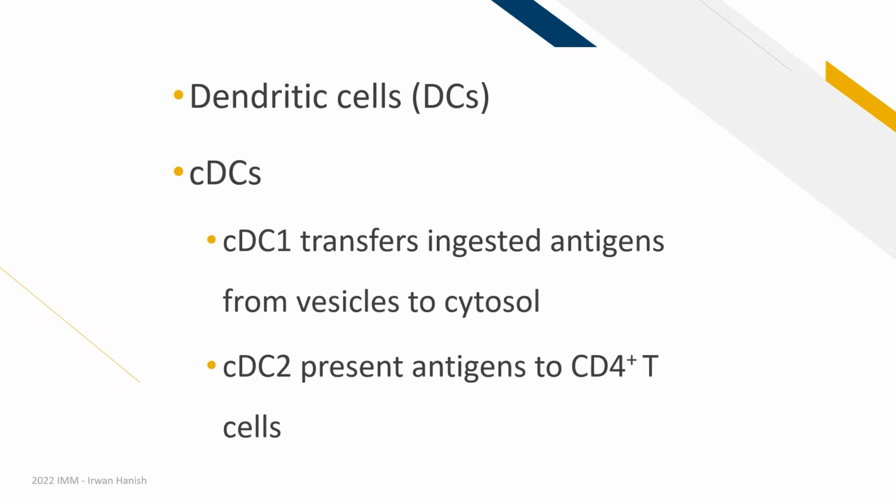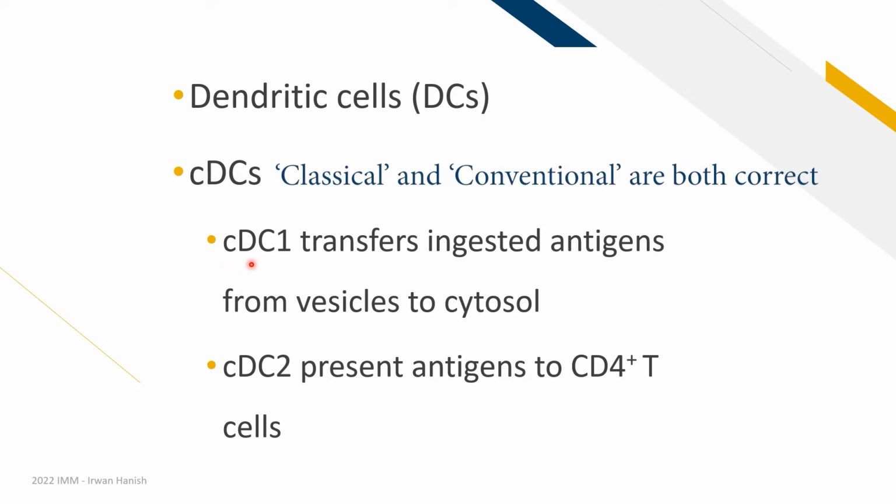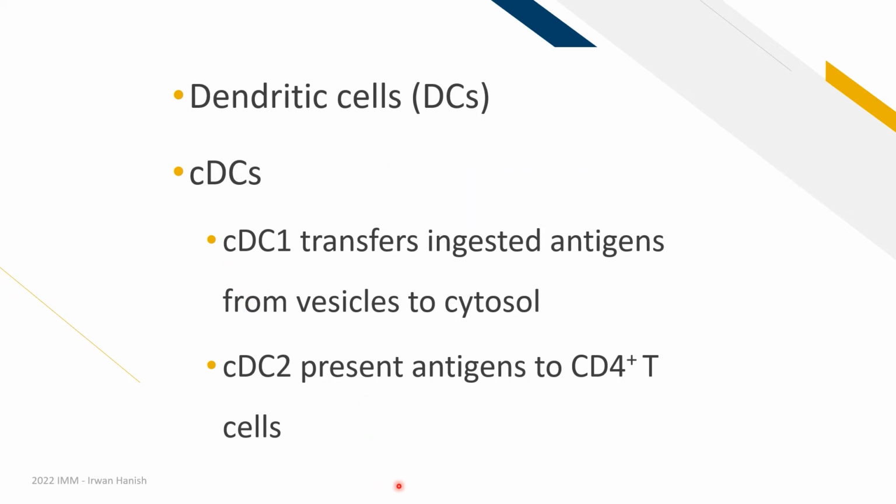A major APC in our immune system is the DC. You have classical DCs, two types of them. By the way, I think I mentioned major types of DCs briefly in one of my previous lectures. So now you learn what they do. CDC1, which is conventional dendritic cells type 1, focuses on ingested antigens, transferring them from the vesicles to cytosol, which is important for presentation of antigen to CD8 positive T cells. On the other hand, CDC2 presents antigens to CD4 positive T cells.